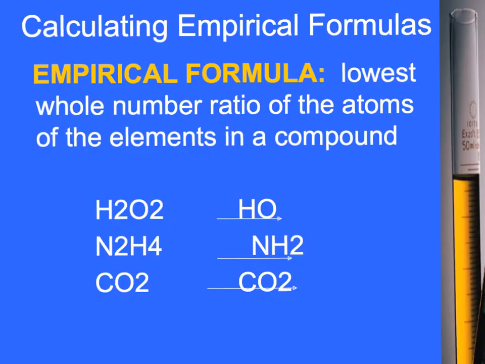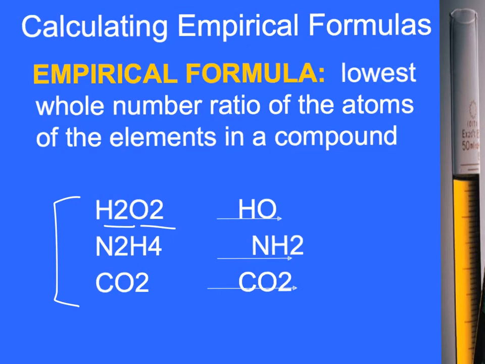Now we're moving on to empirical formulas. All right, so empirical formulas are basically the simplest whole number ratio. I have 3 examples here, and what we're going to do is fully reduce the subscripts. When all the subscripts are fully reduced, that is what we call the empirical formula.